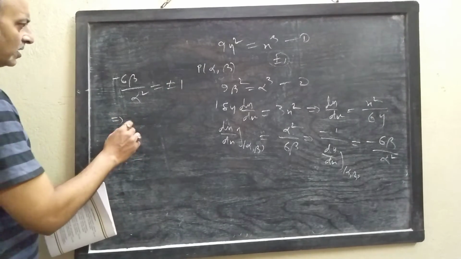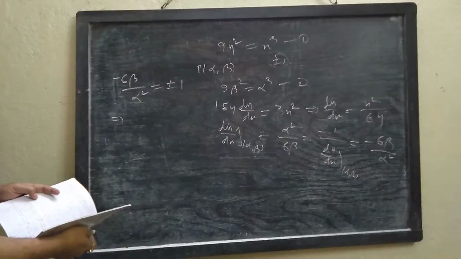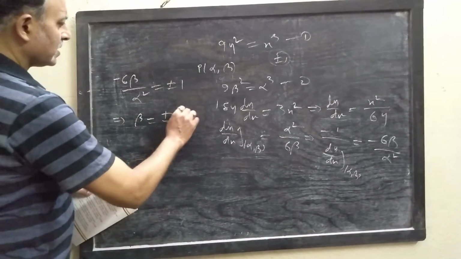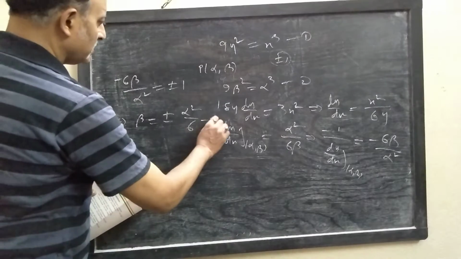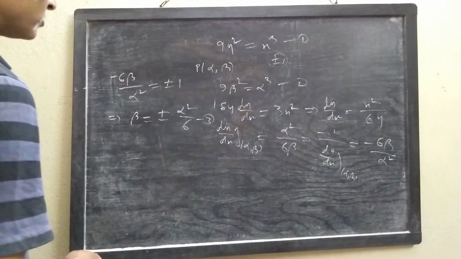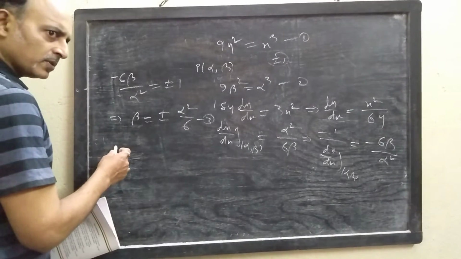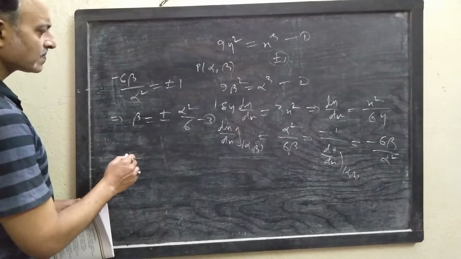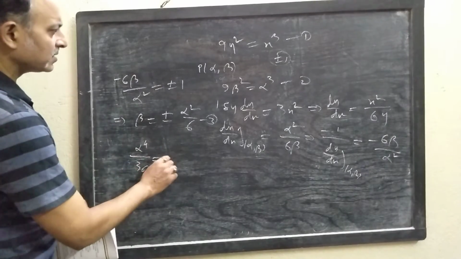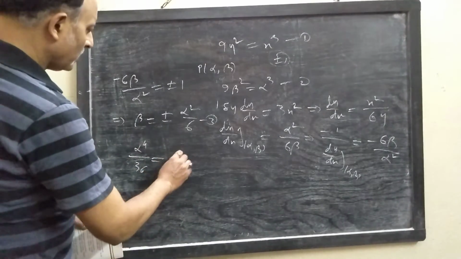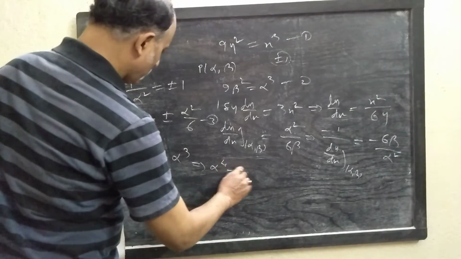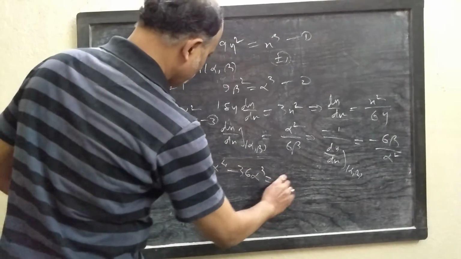So ultimately you get beta equals plus minus alpha square by 6. This is number 3. Now eliminating beta between 2 and 3, alpha to the power 4 by 36 is equal to alpha cube. That implies alpha to the power 4 minus 36 alpha cube equals 0.